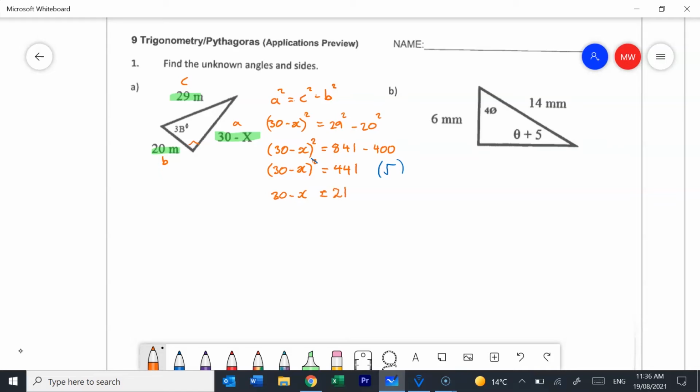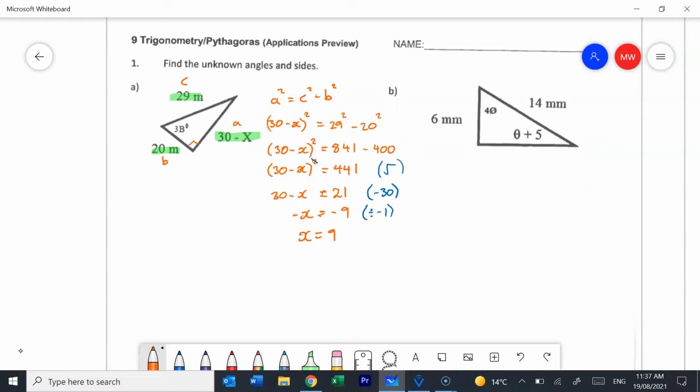Now I would like to just keep going with my balance method. I'll take 30 from both sides. I'll end up with minus x equals minus 9. Technically what I'm doing here is dividing by -1 on both sides, but I don't normally bother showing that. I just arrive at the answer x equals 9 by making them both positive. So we found x, which is great.